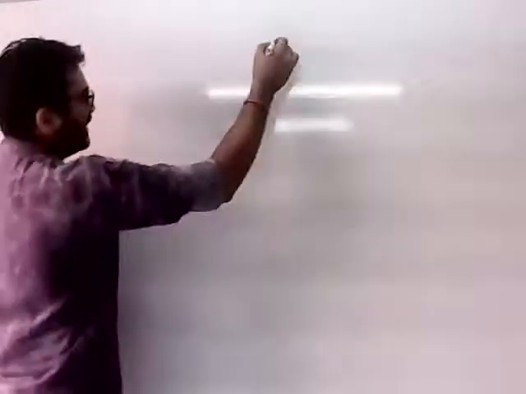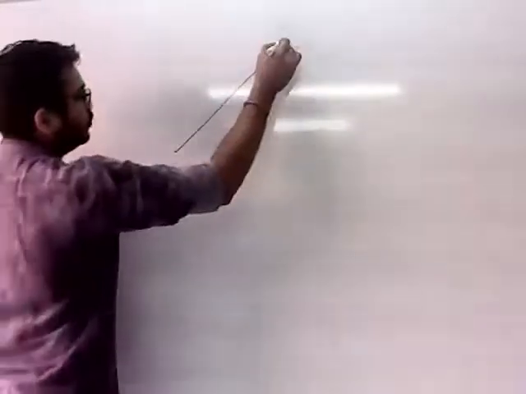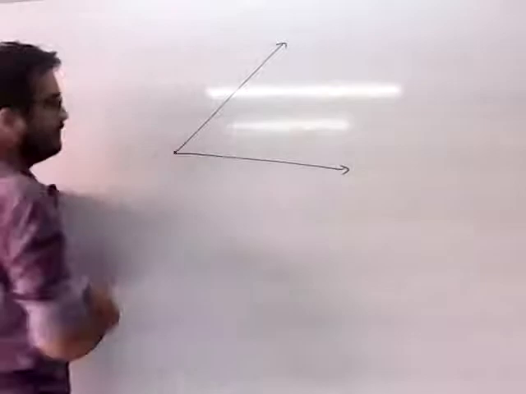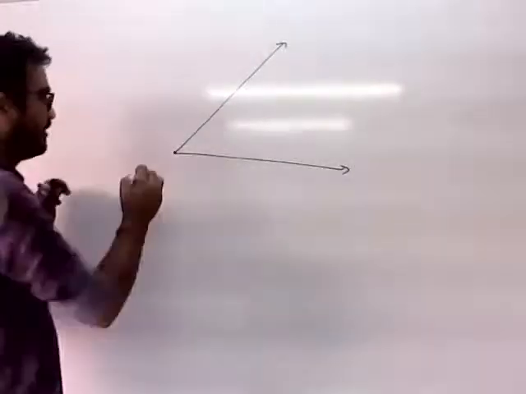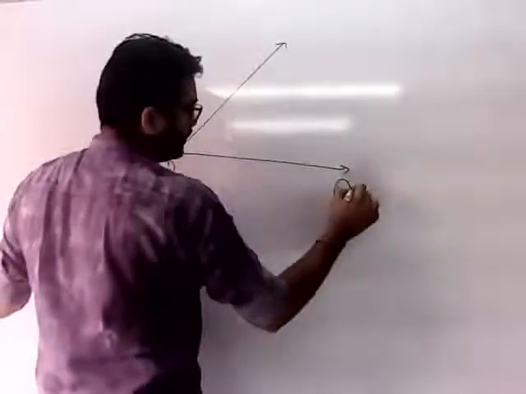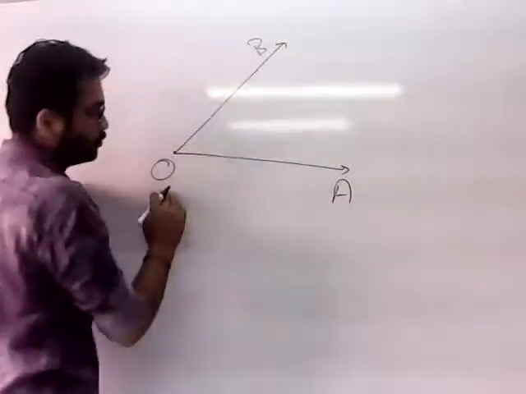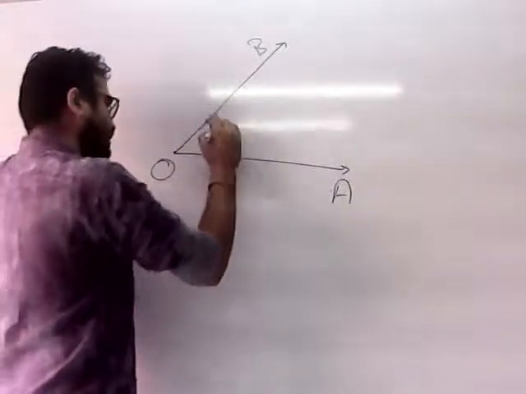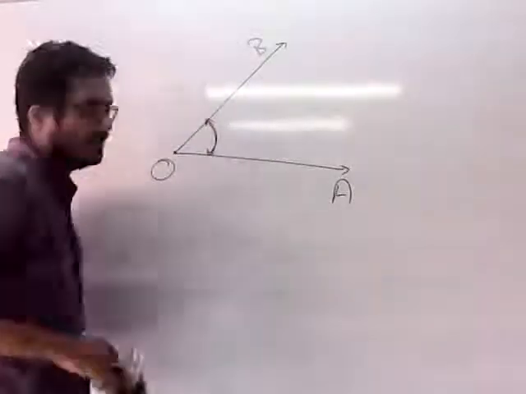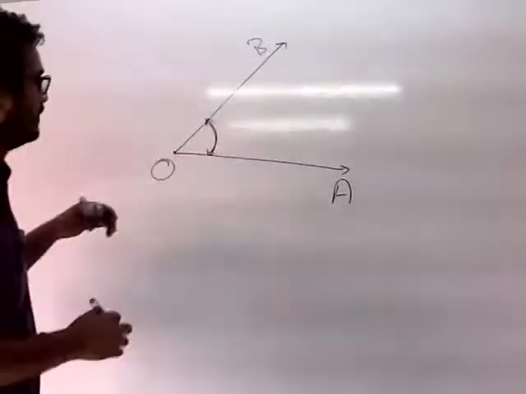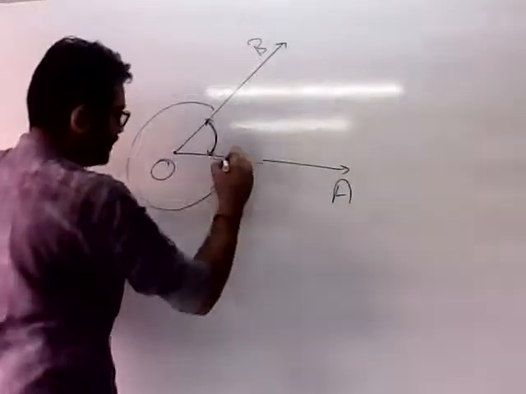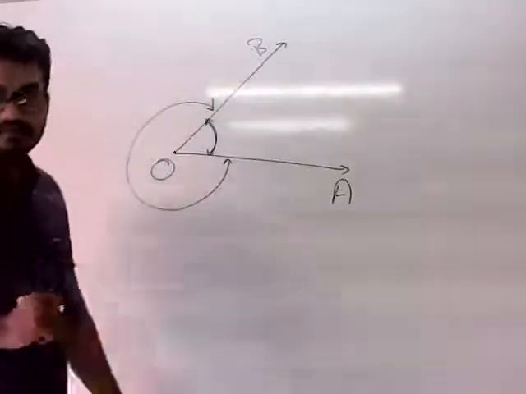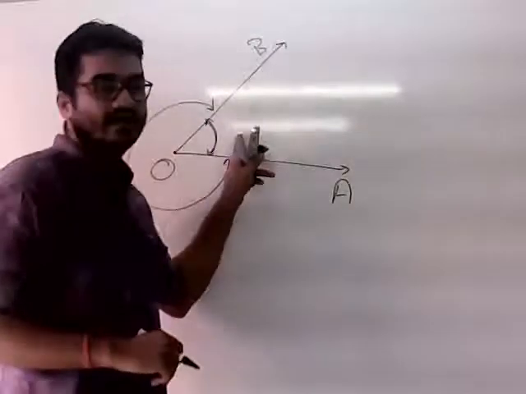So when we are getting two rays coming from one point, A and B, so we are having two rays, that is OA and OB. So this vertex will be known as an angle. This vertex will be known as an angle, and this one is also an angle, but this is known as a reflex angle. This is known as a reflex angle, and this is an angle.